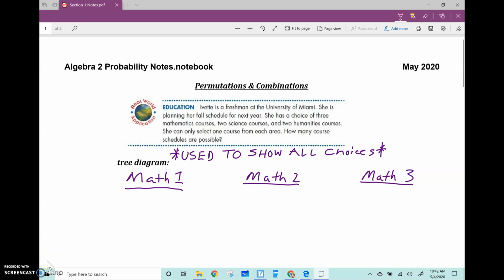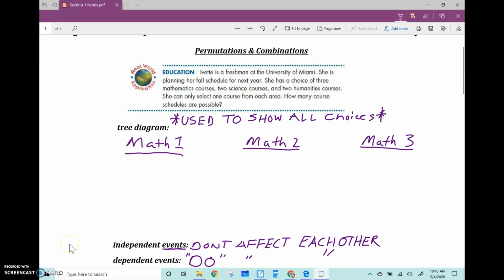All right, this will be our last chapter of the year, and we're going to end things off with probability. First things first, they introduce us to a tree diagram, and due to timing, I'll let you guys read the question here. A lot of these are going to be real world questions, so let's see how we can deal with these. The first thing is a tree diagram, and a tree diagram is used to show all of your choices, and some of you have seen this before.